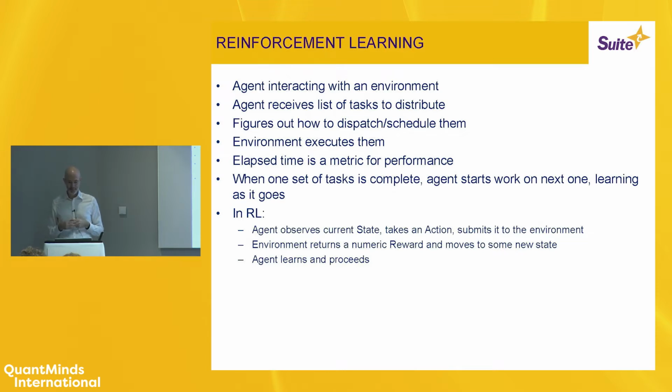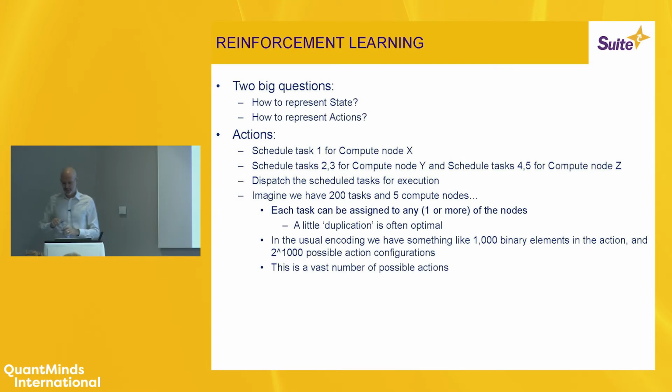Now, in reinforcement learning, typically, we have an agent, and the agent observes a state. It takes an action, submits that action to the environment, and the environment returns some sort of numeric reward and an update on which state we're now in. And then obviously the agent learns and proceeds. So it kind of feels like we have a reinforcement learning problem on our hands. Now, the starting point in reinforcement learning is always to sort of figure out what does the state look like and what do the actions look like.